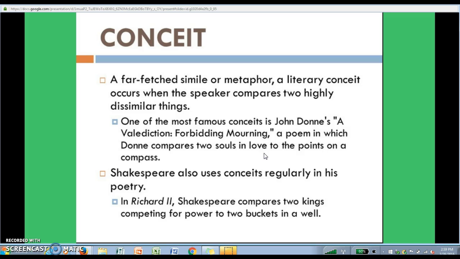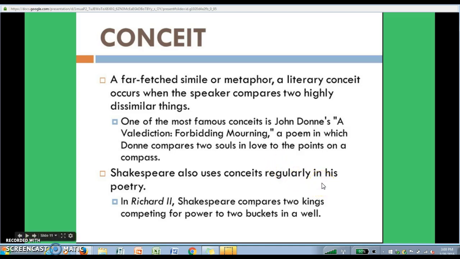A conceit doesn't necessarily make the meaning clear at the very start. Instead, what it does is it asks the reader to think more deeply about the metaphor so that they can get a more thorough understanding about the complexity of what the author is writing about. So the conceit in this comparison shows a complexity of the two souls in love that a simple metaphor would not create. Let's look at a second example.